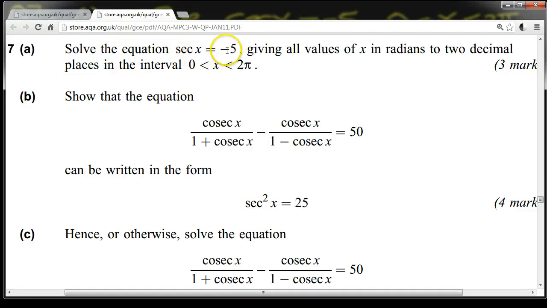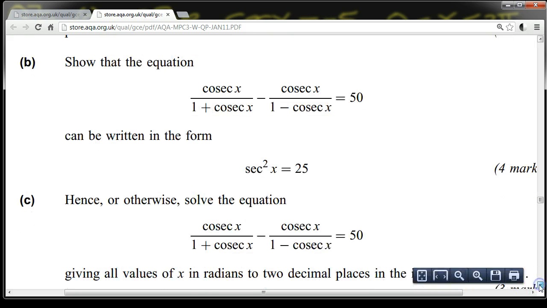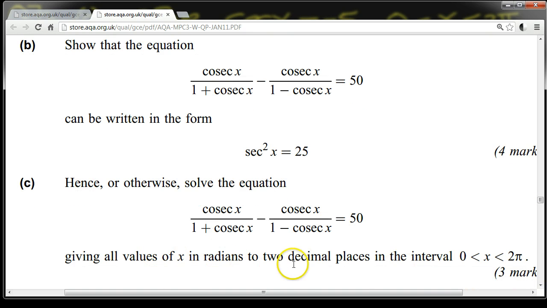Solve the equation sec x equals -5, giving all values of x in radians to two decimal places in the interval of x between 0 and 2 pi. Show that the equation cosec x over 1 plus cosec x minus cosec x over 1 minus cosec x equals 50 can be written in the form sec squared x equals 25. Hence, or otherwise solve this equation here, giving all values of x in radians to two decimal places in the interval of x between 0 and 2 pi.